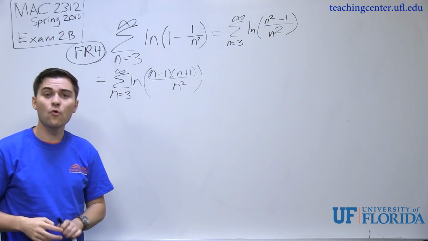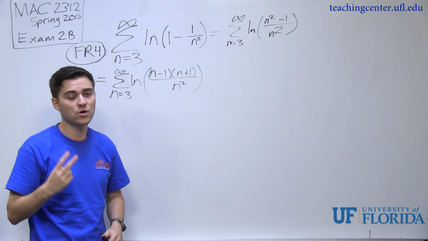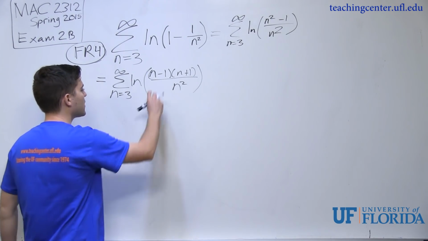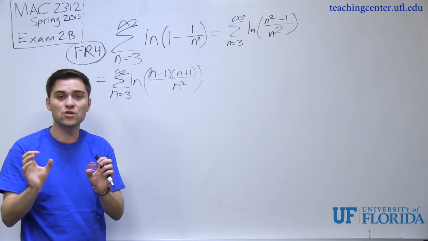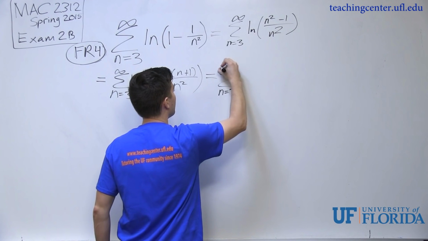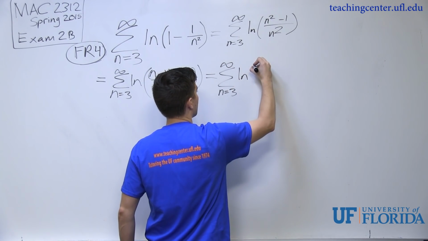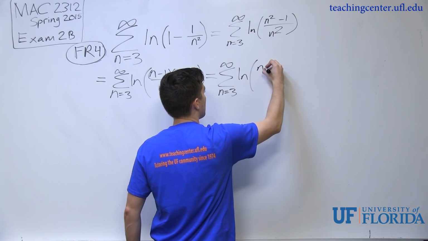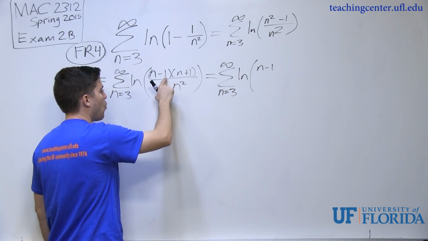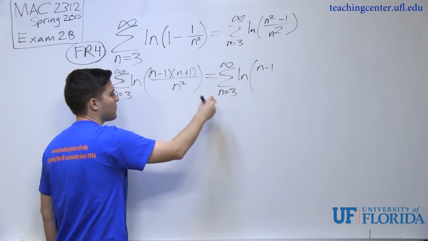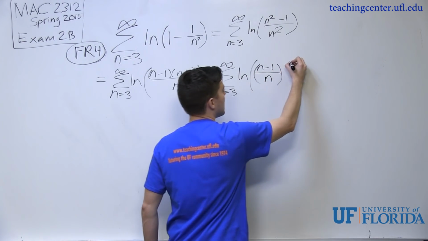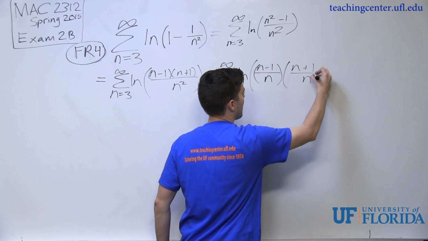However, I'm going to do a little more algebra inside, because again, I only want two terms in my telescoping series. If I have multiple terms, it can be a little hard to keep track of everything. So let's see if we can condense these terms down and get them into two terms. So I have summation n equals 3 to infinity, natural log of, so I have an n minus 1 and an n plus 1, and then I have an n squared on the bottom. So technically, I can group one of these n terms with each one of these. So I'll have n minus 1 over n times n plus 1 over n.